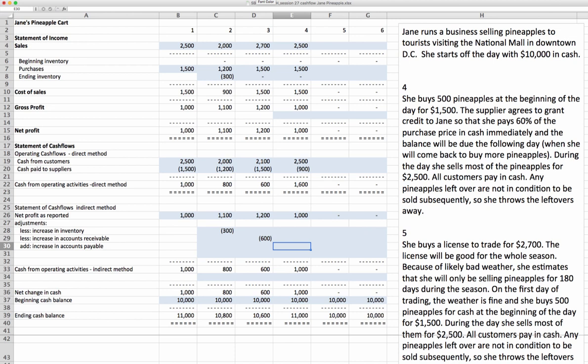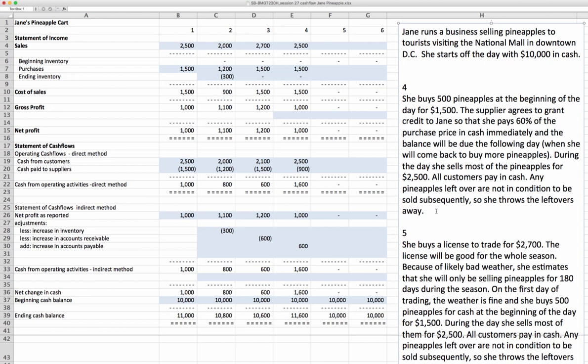the beginning of the day, the balance was zero. At the end of the day, the balance on accounts payable was $600, and so we add that increase in accounts payable. So the cash from operating activities is the net profit of $1,000, plus the increase in accounts payable of $600, so the net change in cash is $1,600. The same using the indirect method as if we used the direct method.